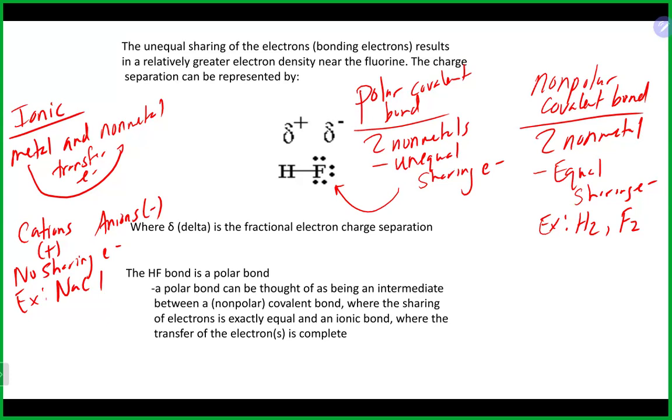So at one end of the extreme, we get a complete transfer of electrons in our ionic bonding. Other end of the extreme, nice, perfect, equal sharing. And in the middle, we get not equal sharing, but not so unequal that the electrons jump ship, but we get this unequal sharing that occurs in our polar bond. Any questions on those three there?